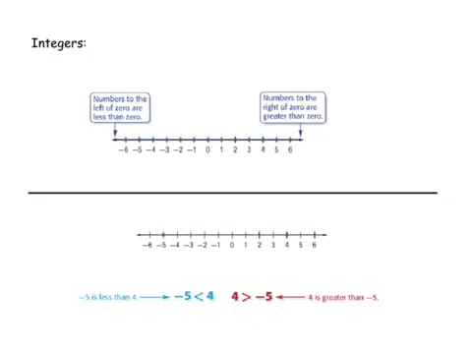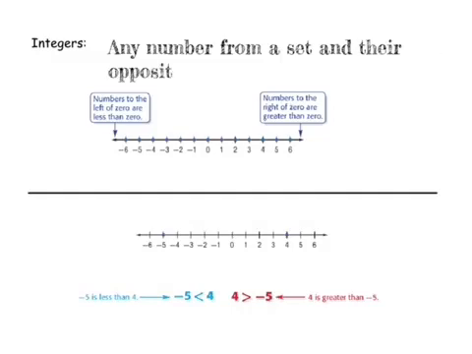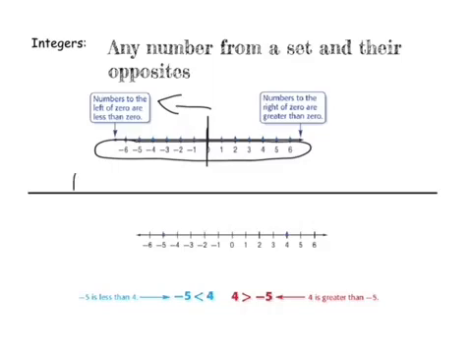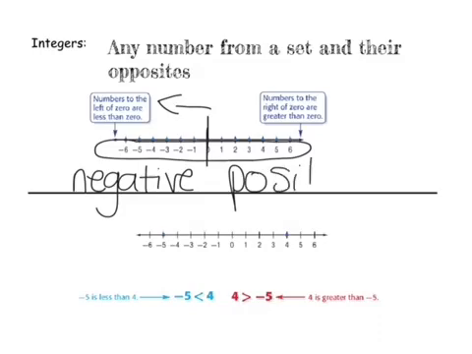So integers. An integer is any number from a set and their opposites. So let's write that here. So an integer is any number from a set and their opposites. So all of these numbers below, these are all integers. Looking at this number line, numbers to the left of 0 are less than 0. They are negative numbers. And numbers to the right of 0 are greater than 0. So these are positive numbers.